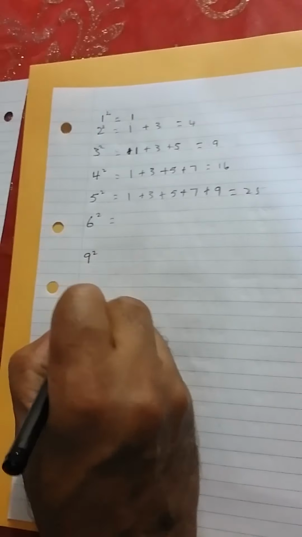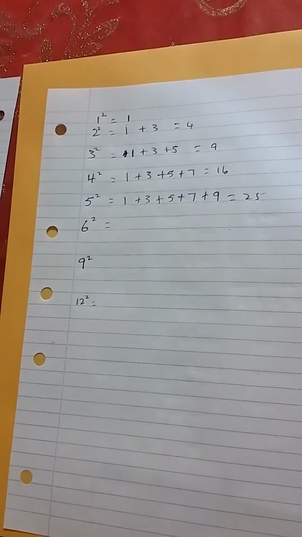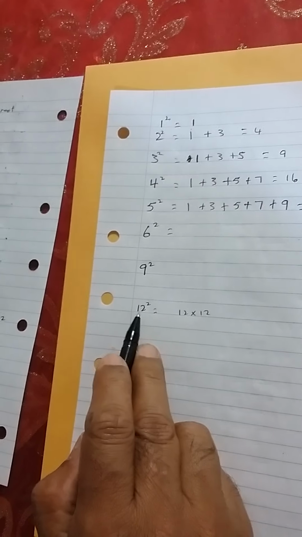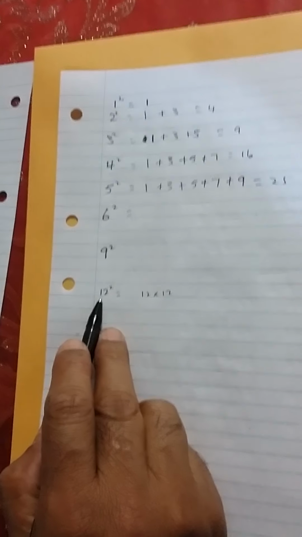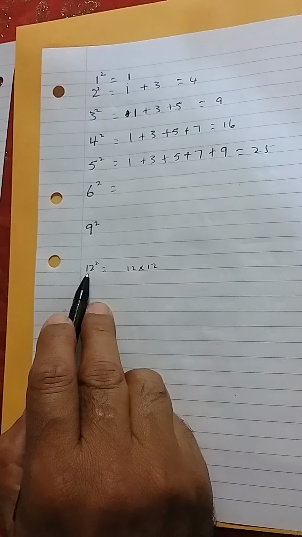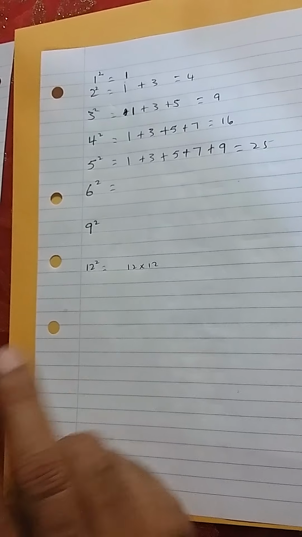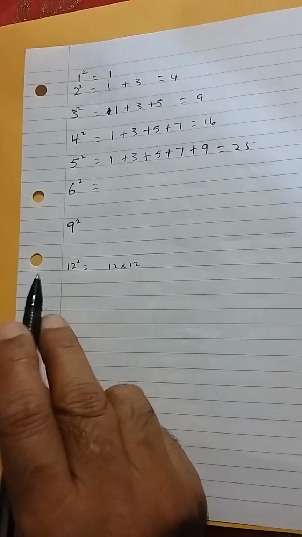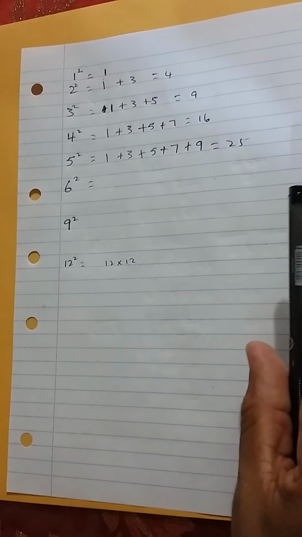But before I go, think about it. 12 square, how to find the 12 square? Two ways. 12 times 12, because it's a square, and we have one side being 12, so the area will be 12 times 12. Or you can find the sum of the first 12 odd numbers.